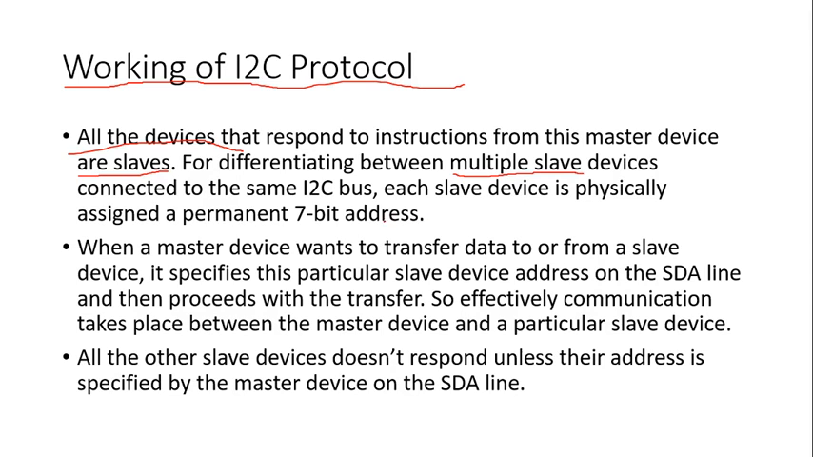For that it uses an address. A 7-bit address is used for each slave device. Multiple slave devices are connected to the same I2C bus, and each slave device is physically assigned a permanent 7-bit address. When a master device wants to transfer data to or from a slave device, it specifies this particular slave device address on the SDA line, then proceeds with the transfer. So effectively, the communication takes place between the master device and a particular slave device.